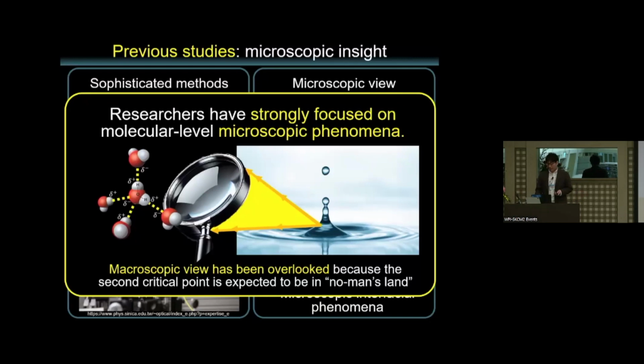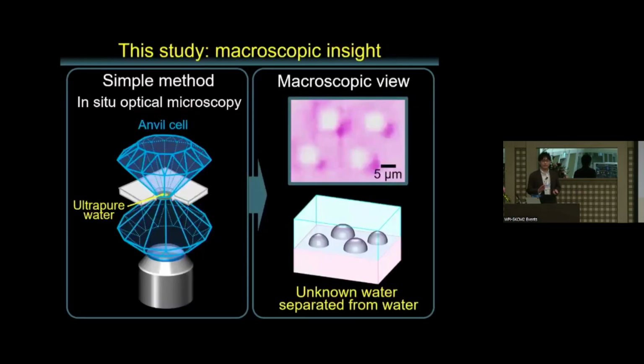Here, in this presentation, let me share with you the macroscopic insight obtained from a very simple conventional method, which is the in situ optical observation of the interface between the water and the ice crystallized by pressure using the anvil cell. And I'm going to show the existence of an unknown water separated from water at the interface. Okay, so let me explain my experimental setup.